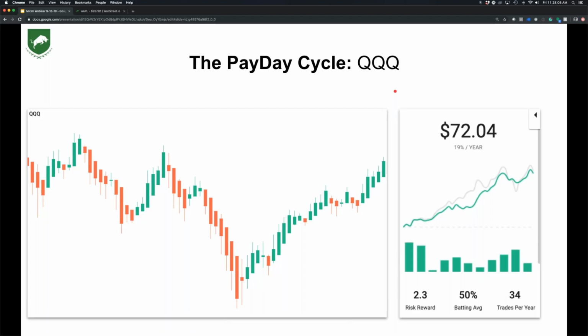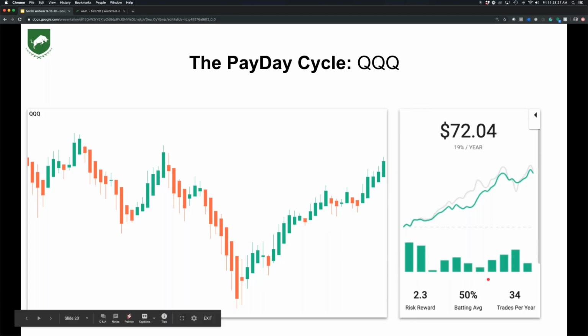Now, what I love about them is, did you notice on Apple I added a moving average, I added an extra sell signal, I added a target, things like that? With the Qs, the payday cycle strategy right out of the gate, which is as simple as buying on the first green, selling on the first red, is actually profitable right out of the gate, and it's been profitable every year for the last 10 years, even when the Qs have had some crazy compression and consolidation, even some really big pullbacks. This has still turned out to be a profitable strategy during those years.